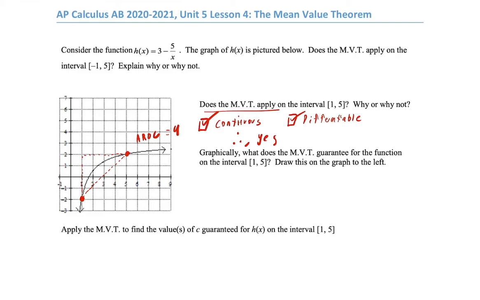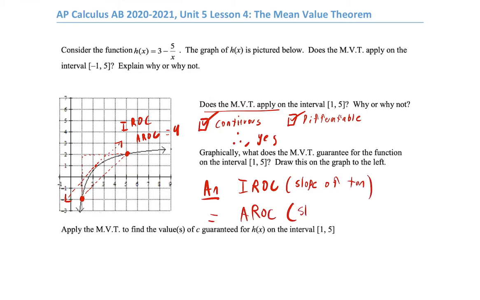Graphically, what does the MVT guarantee for the function on the interval from 1 to 5? I've kind of already drawn that. It basically guarantees we are going to find a tangent slope exactly equal to that slope there. If I were to eyeball it here, maybe it's somewhere around there. Maybe it's a little bit above 2 would be my guess. It looks like this one's going to be a decimal, okay? So it guarantees at least one, maybe more, instantaneous rate of change, slope of tangent, equal to the average rate of change, slope of secant.